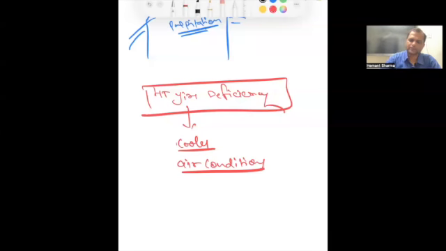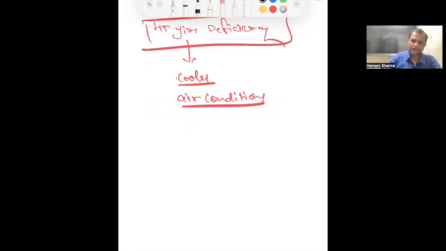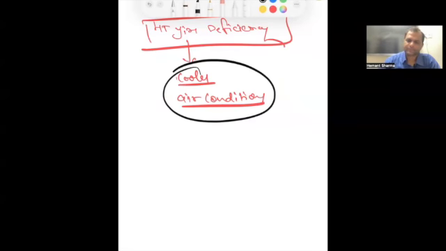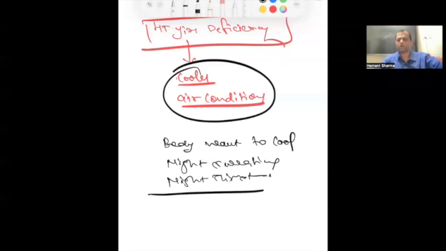So what's happening exactly? Suppose someone is having heart yin deficiency. So cooler is not working properly. Then body wants to cool, then there will be night sweating, night thirst. So the night sweating and the night thirst will be the common sign.